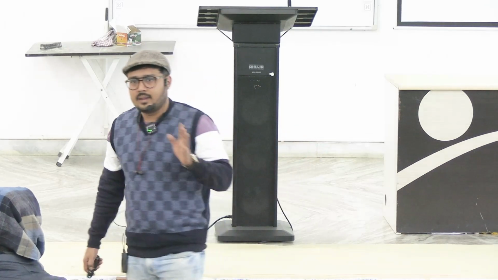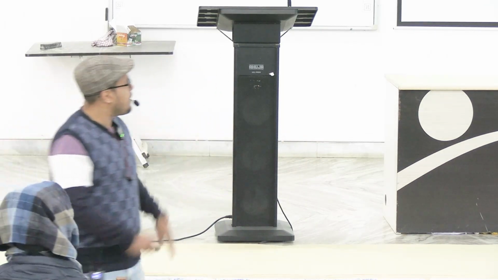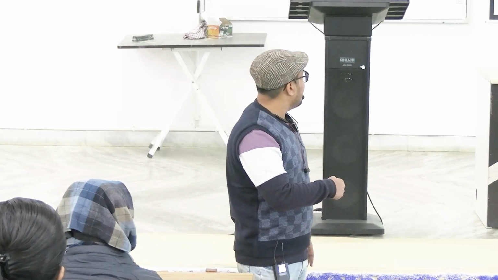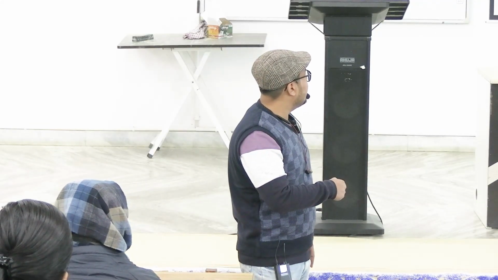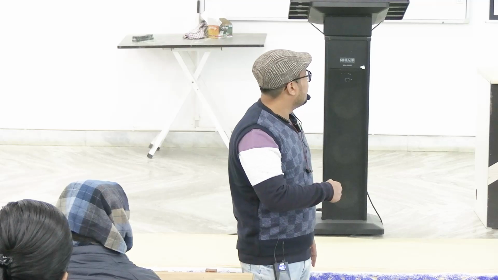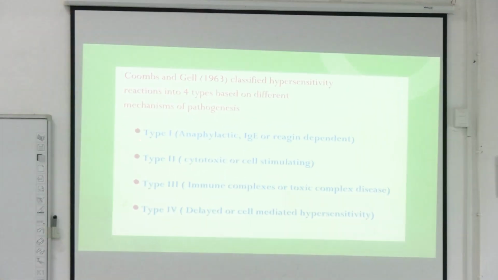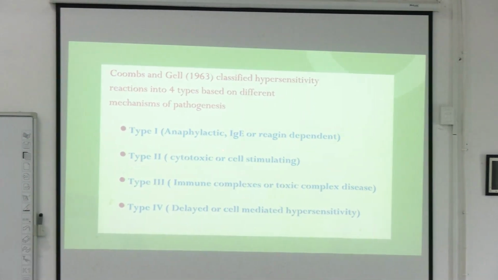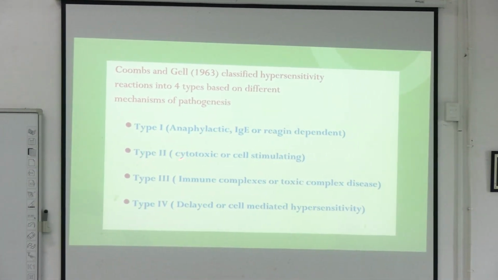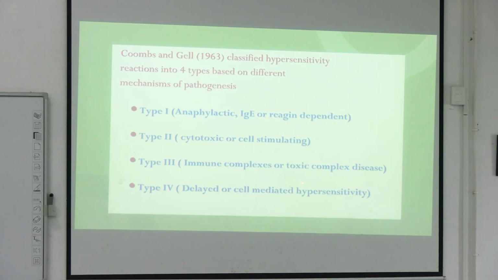বুঝা গেছে? Concept clear হচ্ছে? So this is the main classification. Type 1 hypersensitivity, and it was coined by Coombs and Gell in the year 1963. 4 types based on different mechanisms of pathogenesis. Type 1 anaphylactic IgE mediated, type 2 cytotoxic or cell stimulating antibody mediated, type 3 immune complex or antigen antibody complex mediated, and type 4 is delayed or cell mediated hypersensitivity.